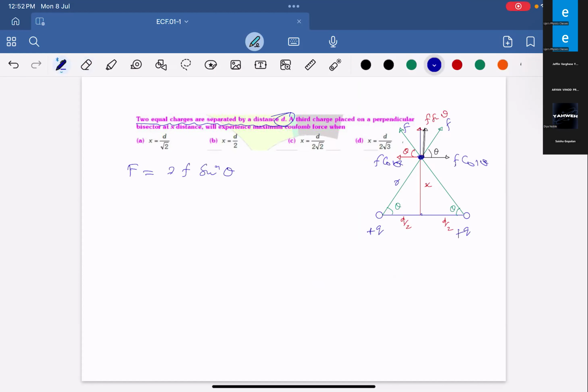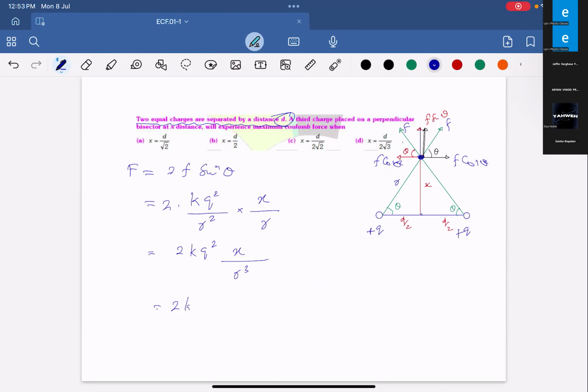So 2 into, I'm putting it here, okay? 2 into, what is the force? kq square divided by r square. Look at the distance, it is r. r square into sin theta. From the triangle, can you tell me what it is? Opposite side divided by hypotenuse. So what I'm getting is 2kq square into x by r square into r. It is r cube.